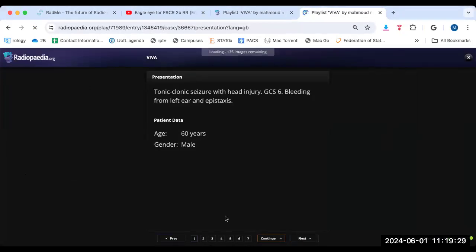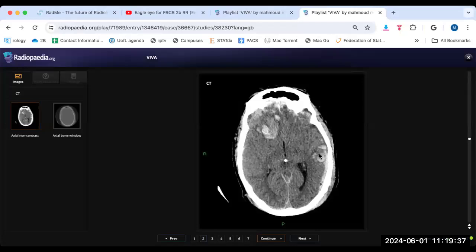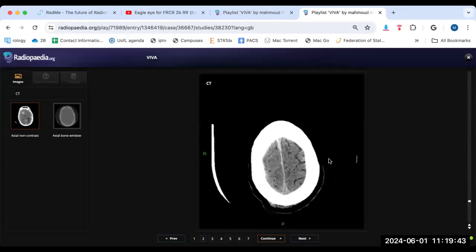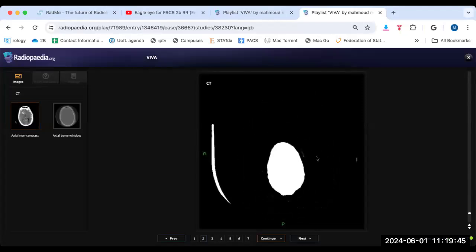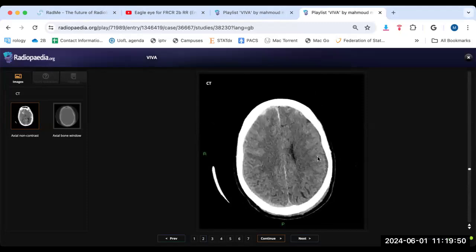Approve. Thank you. This is the first case. This patient came in trauma. I will start. This is an axial brain CT without IV contrast. I will go through the images first before commenting.